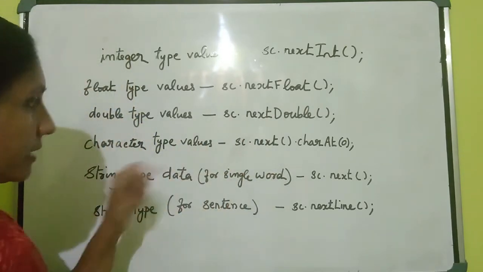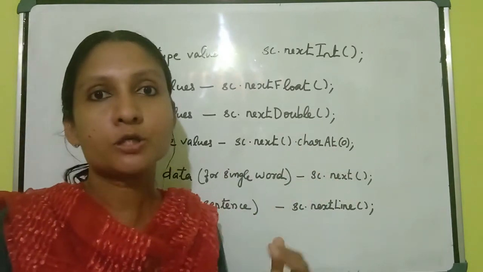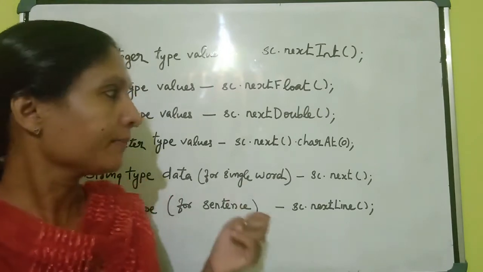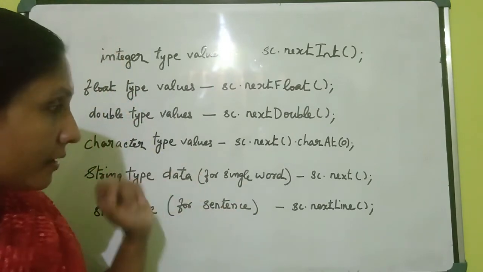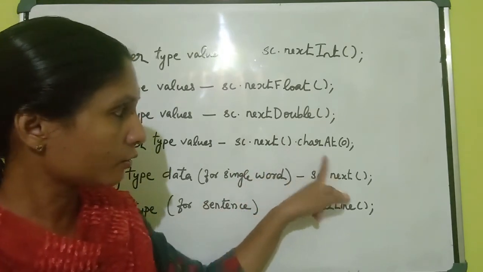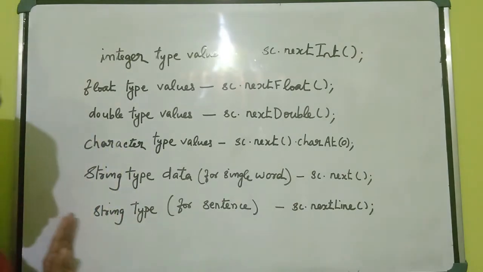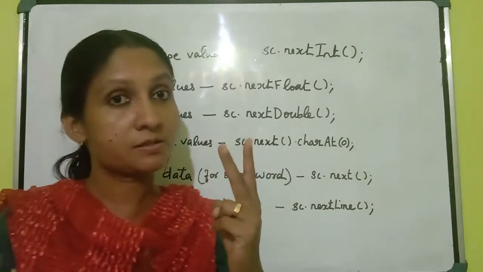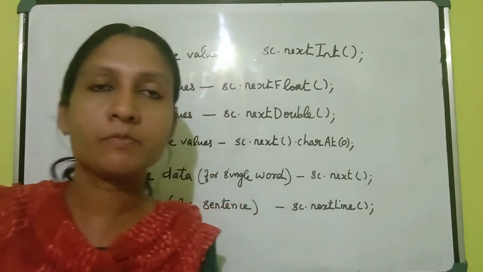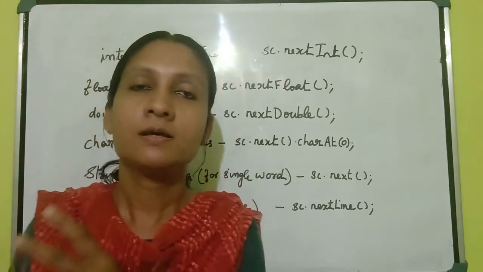And for the character type values, we are using the next function with charAt(0). Usually we use the next function for the letter type values, but if you are taking character type values, we can use next() with charAt(0). And we have string type values, and there are two types. What are they? The first one is a word, and at the same time a string is also considered as a sentence.